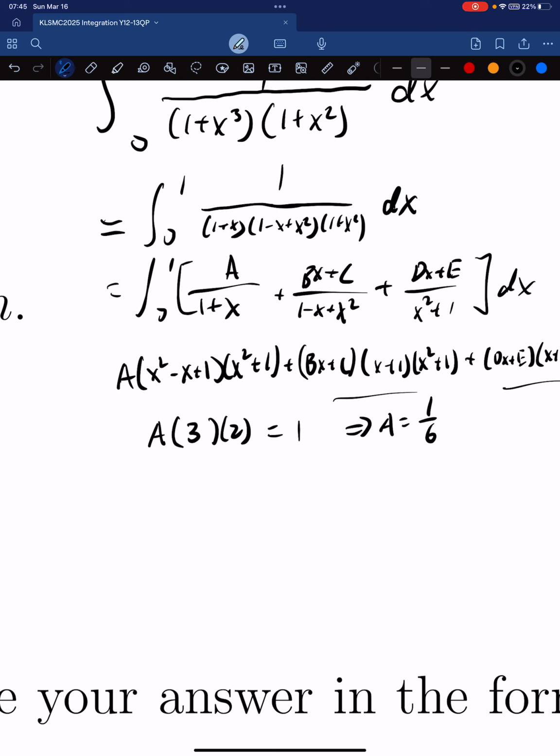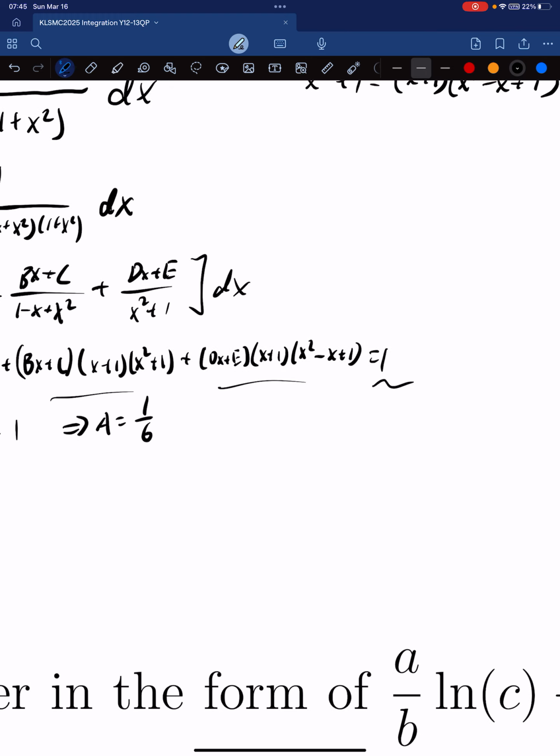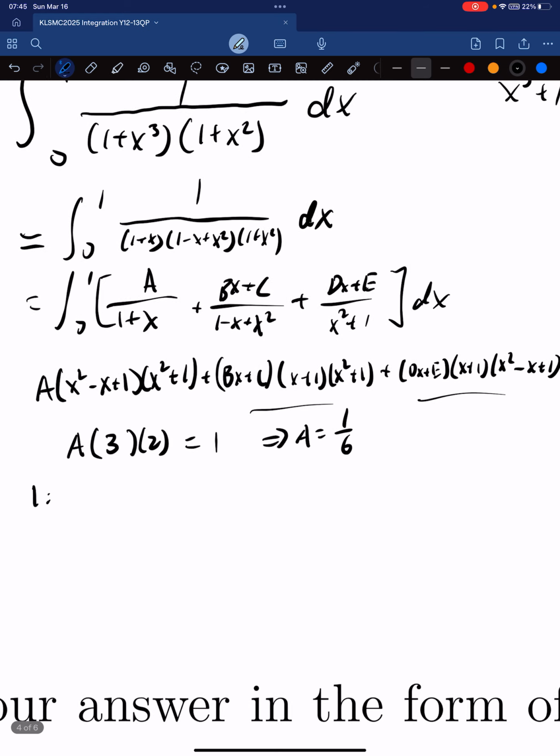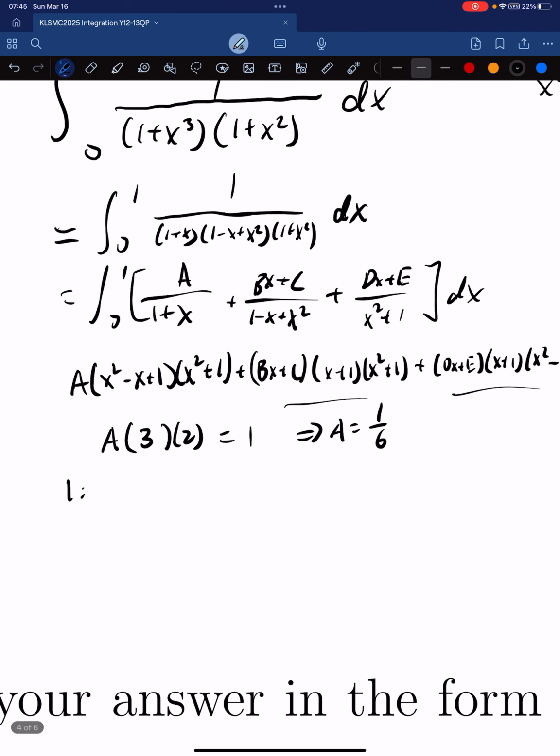And now to find b, c, d, and e, it's going to be slightly more complicated. So we're going to compare the coefficients. We know the constant is 1, because on the right hand side, the constant is 1, and the constant terms from the left hand side are basically a plus c plus e. Right, so a plus c plus e must equal 1.